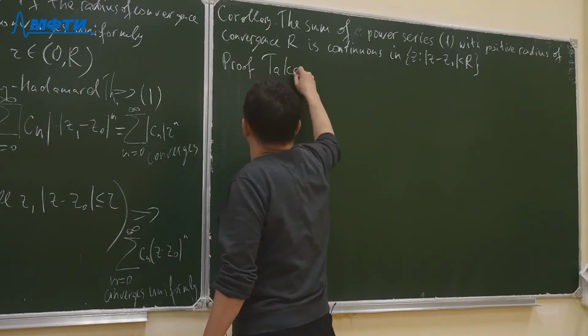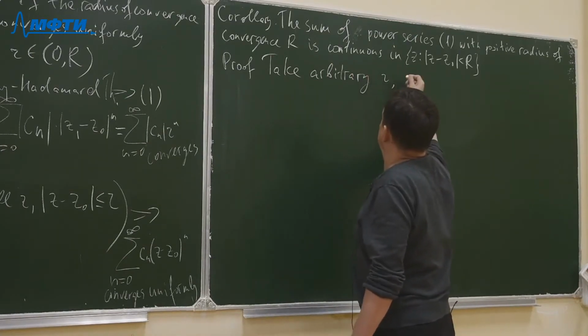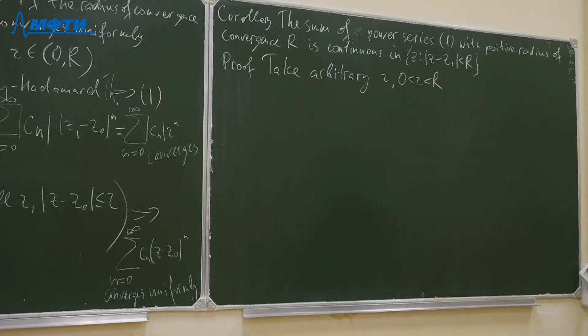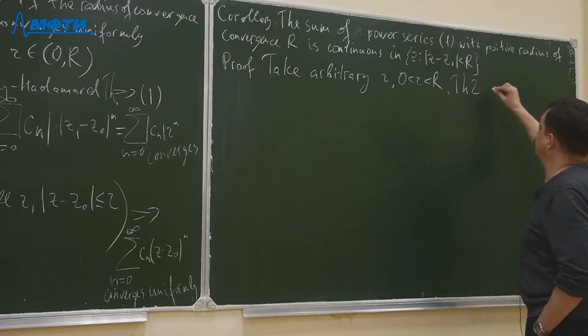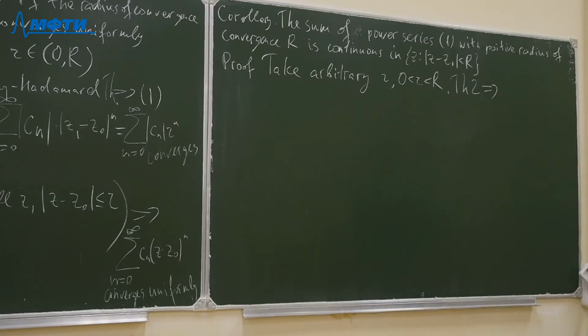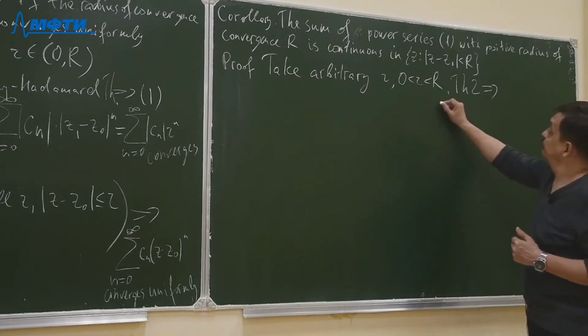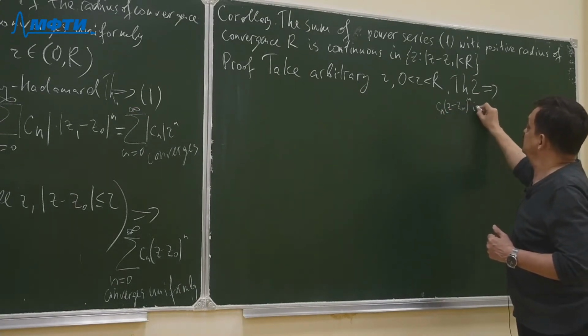Take arbitrary R in between capital R and 0. Theorem 2, which we just proved, implies immediately what? Also, one more thing: c_n (z minus z_0) to the power n is continuous.